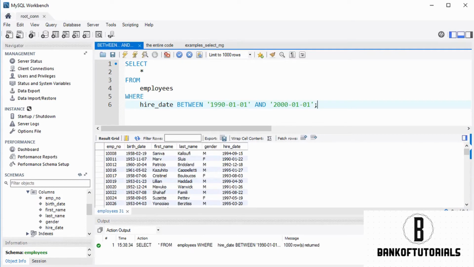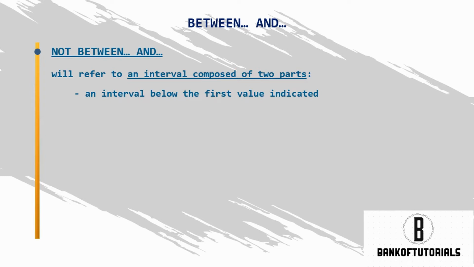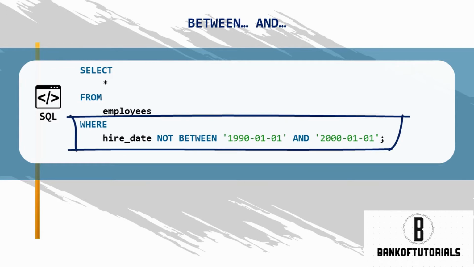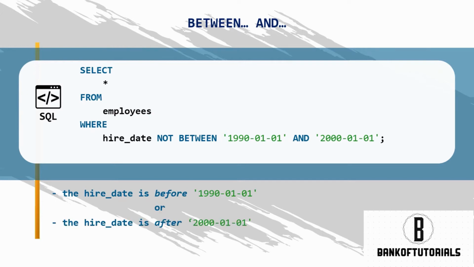Great! As we scroll down, we see nobody who was hired before the 1st of January 1990 or after the 1st of January 2000. It shouldn't be a surprise that not between will refer to an interval composed of 2 parts: an interval below the first value indicated and a second interval above the second value. As a result, the query for which the hire date is not between the 1st of January 1990 and the 1st of January 2000 should be read as the query in which the hire date is before the 1st of January 1990 or after the 1st of January 2000.